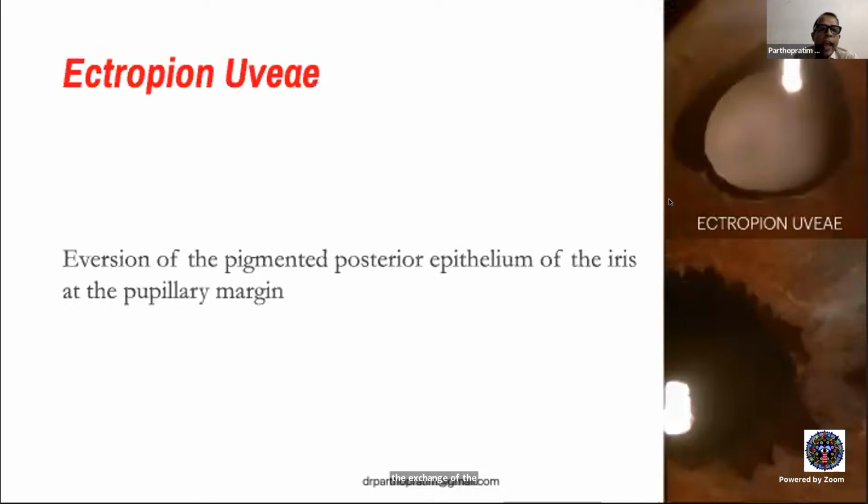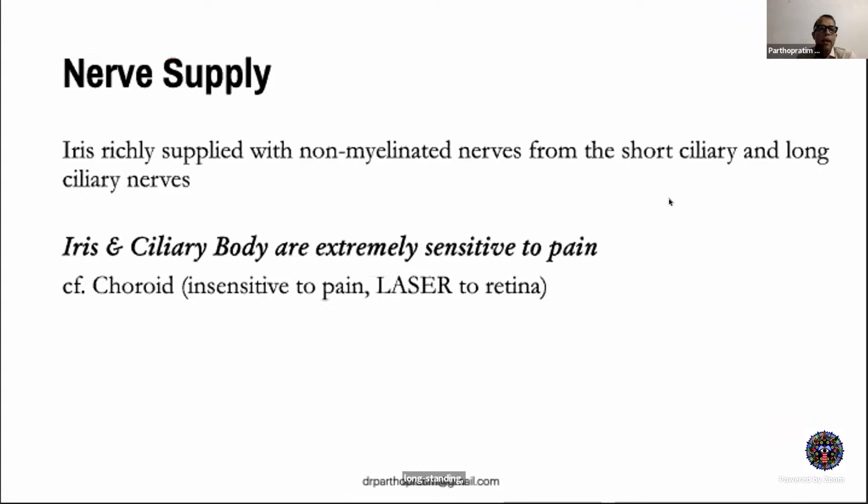So this can be another example of this eversion, that is eversion of the pigmented posterior epithelium, which can sometimes be seen as a complication of long-standing uveitis and is called atropine uveitis. Now, coming to the nerve supply, the iris is richly supplied with non-myelinated nerves, mainly from the short ciliary and the long ciliary. Now, the iris and ciliary body nerves are extremely sensitive to pain.